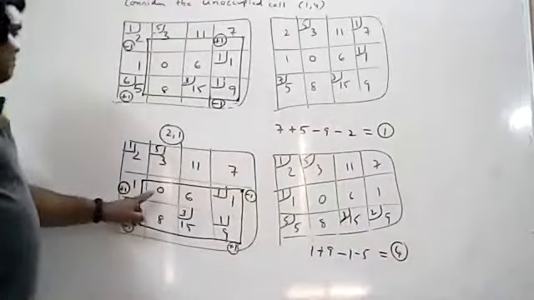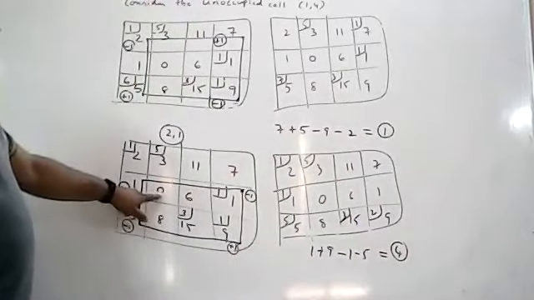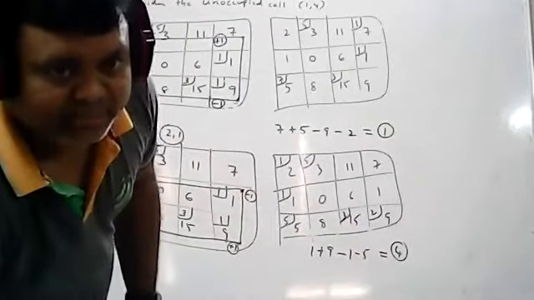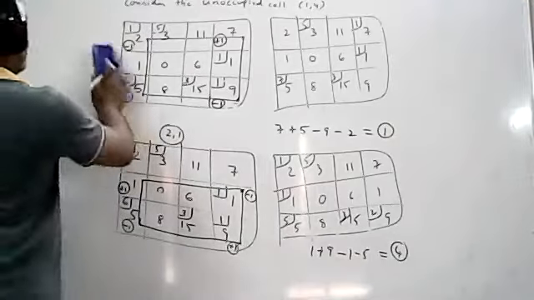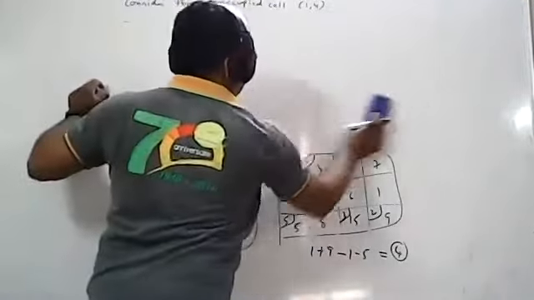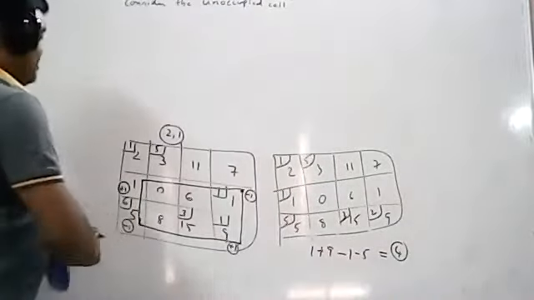Next, this one is completed. Next, you have to consider this one. Okay, so what is the cell number? 2, 2. So next, you have to consider the cell number 2, 2. Okay. So I will consider this one until you finish all the unoccupied cells.